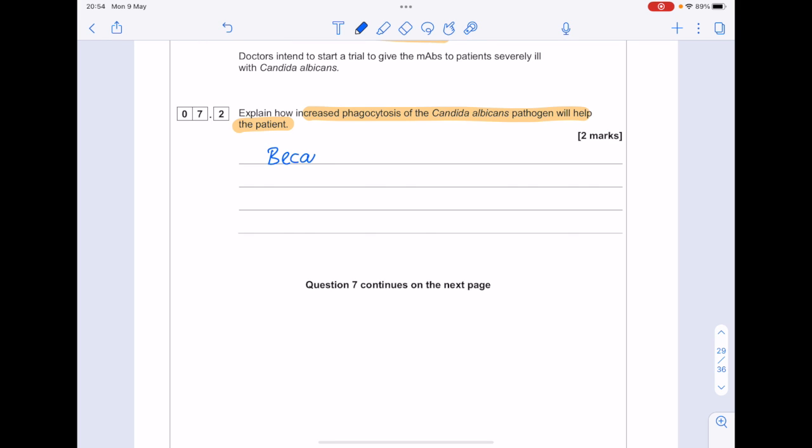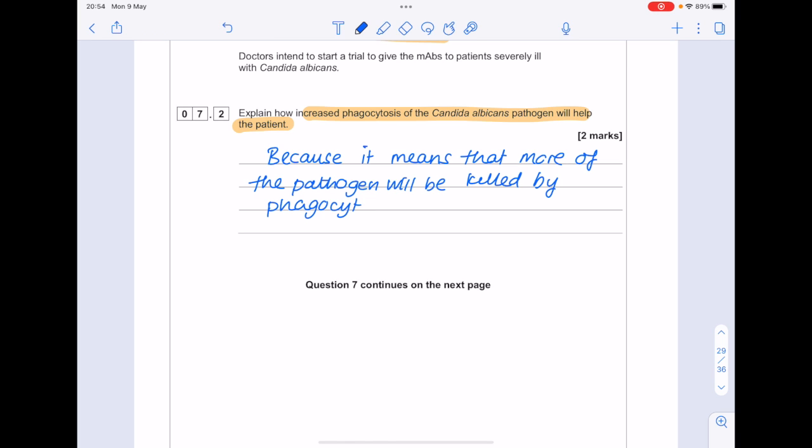Because it means that more of the pathogen will be killed by phagocytes. Why is that a good thing? And so there's less damage to cells by the pathogen because it's not there anymore.